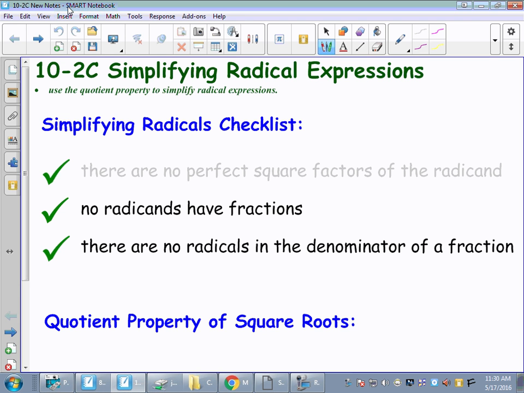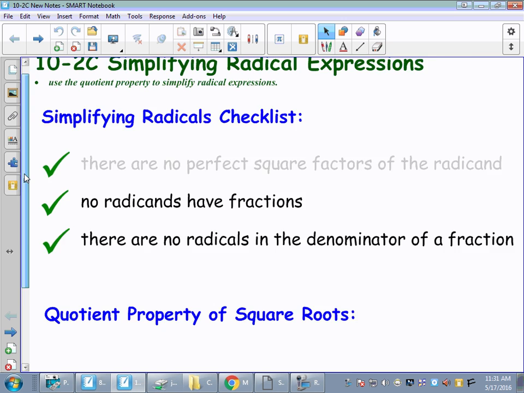We're not really going to focus on that checklist. We've spent 2 days on that already. The next two checklist items are what we're going to concentrate on today. So you cannot have a radicand as a fraction. If there's a fraction under the radical sign, we need to get rid of it. And the second point is that you cannot have a radical in the denominator of a fraction.